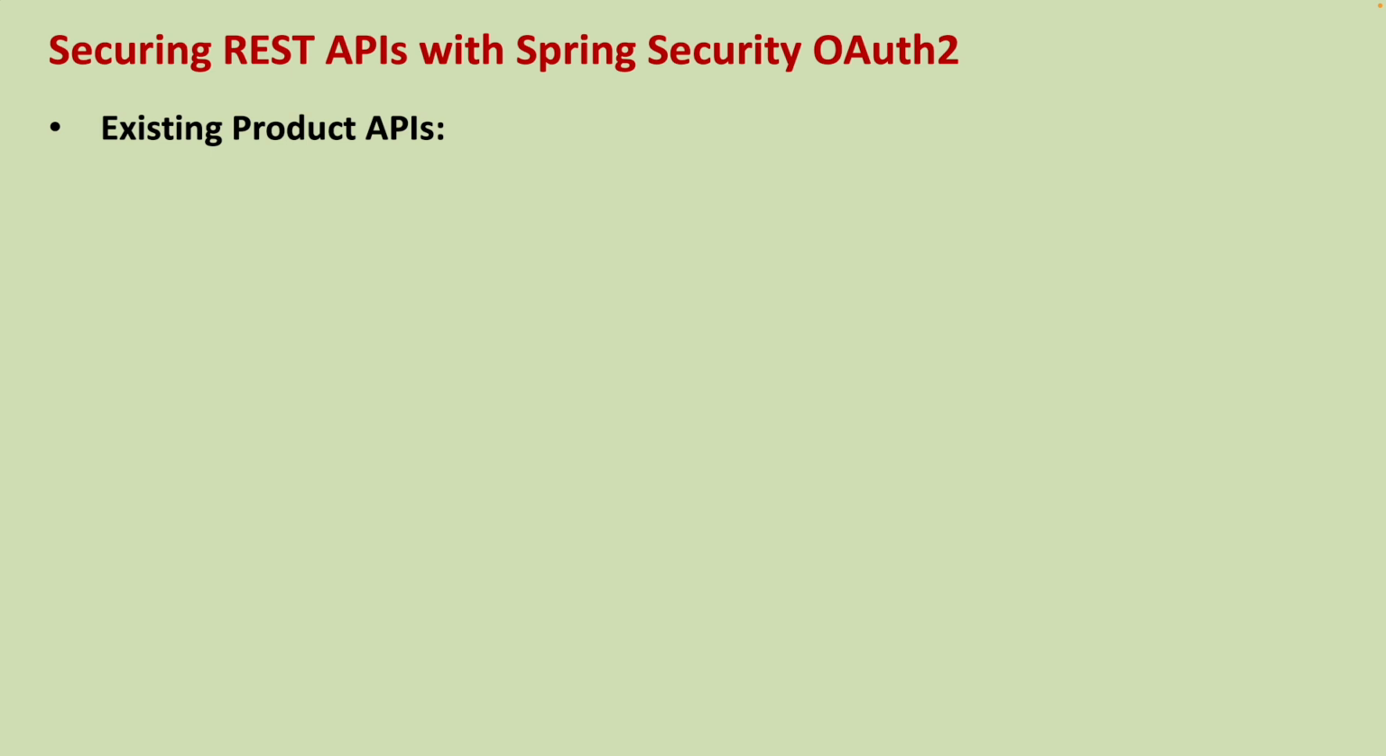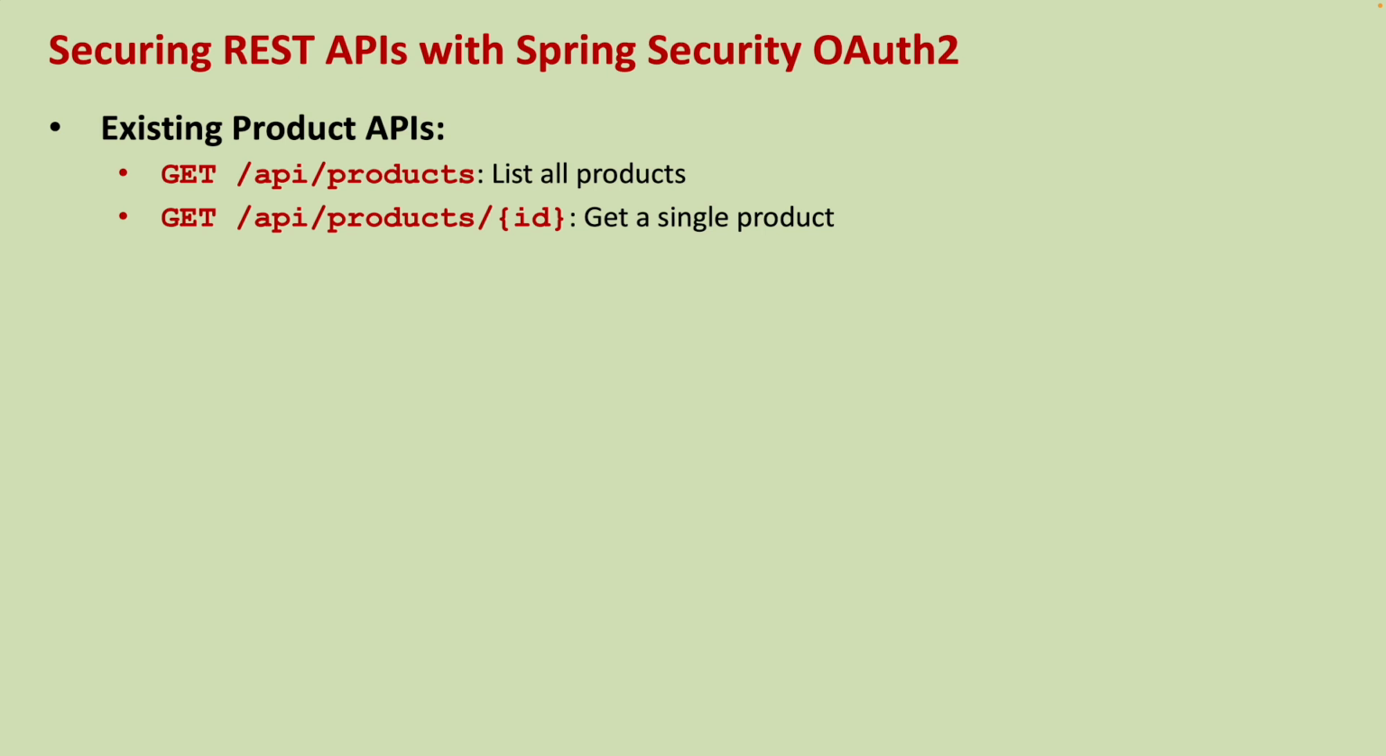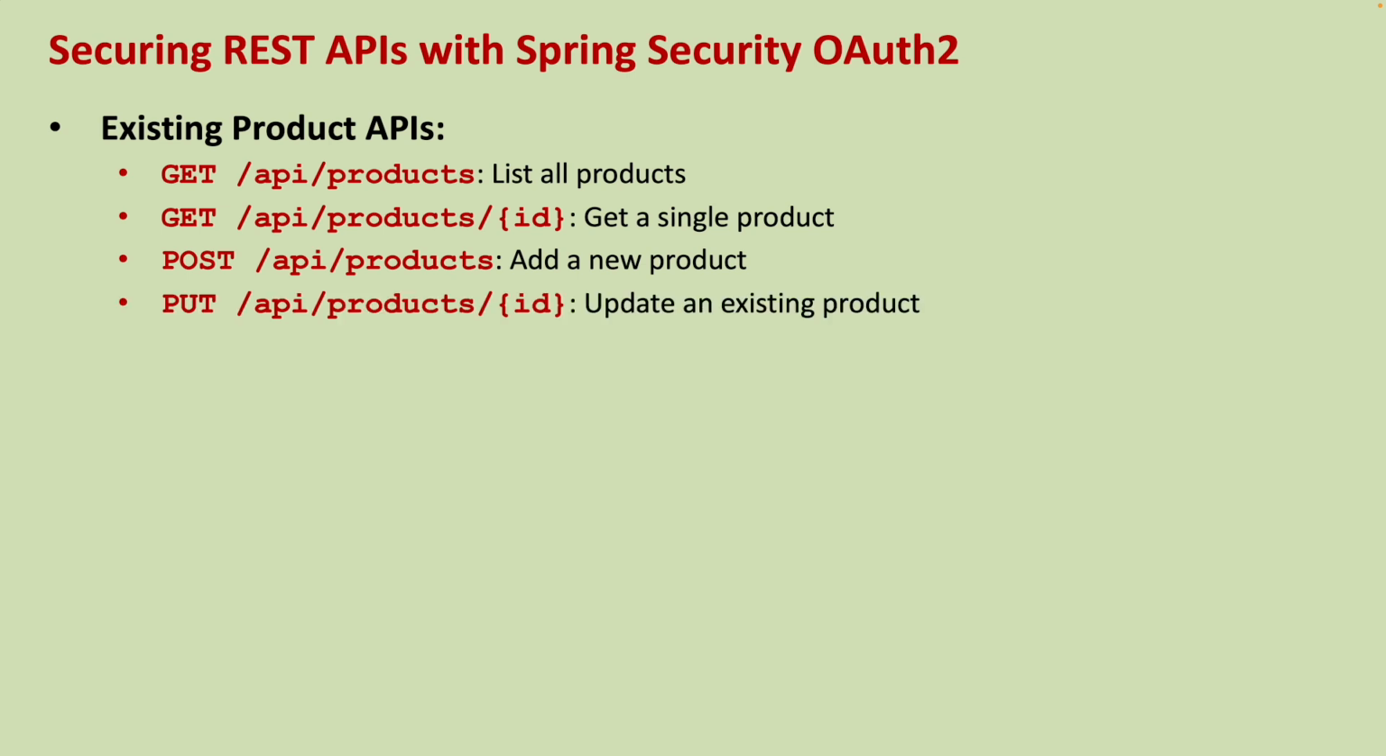Suppose that we already developed a Java Spring application that provides the following product APIs: GET /api/products that will return a list of products, and the second API endpoint is to get a single product, and the next one is to add a new product, and the API endpoint for updating an existing product, and the last API endpoint is to delete an existing product. So you can see the typical common REST APIs for CRUD operations: create, retrieve, update, and delete.